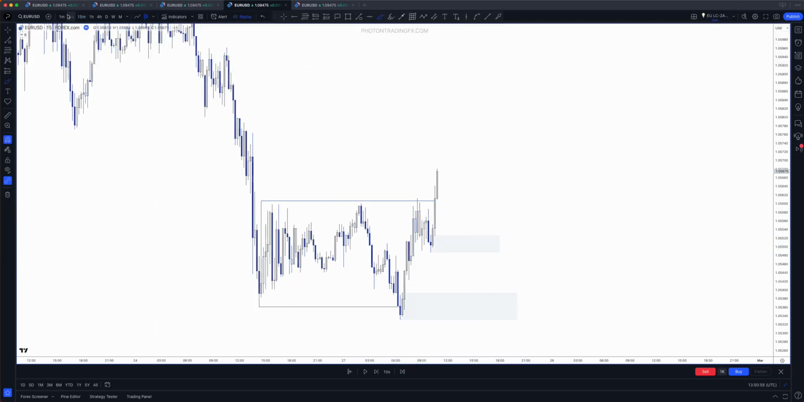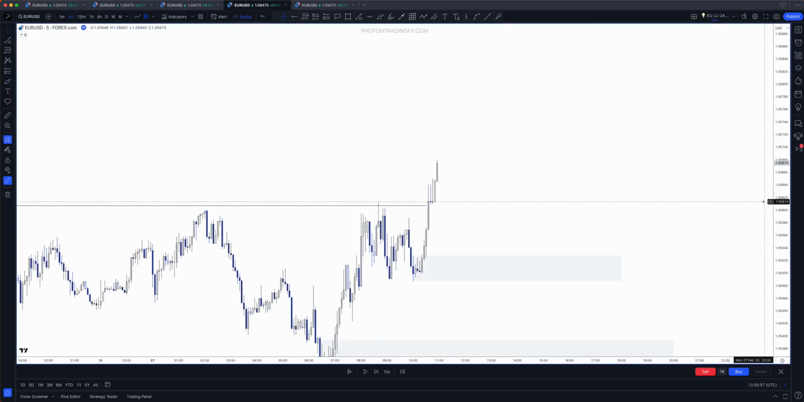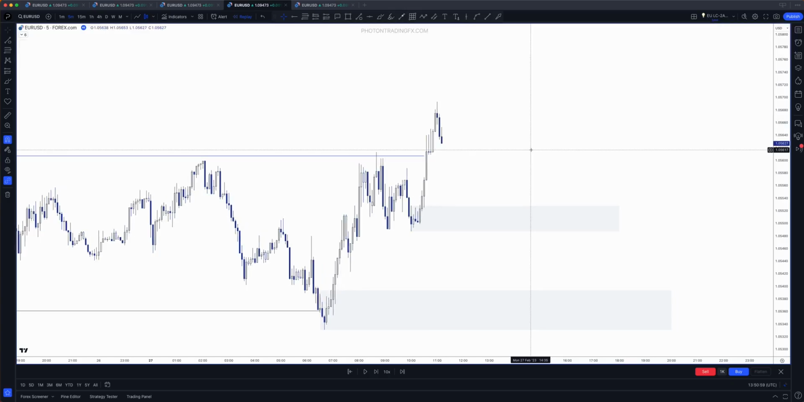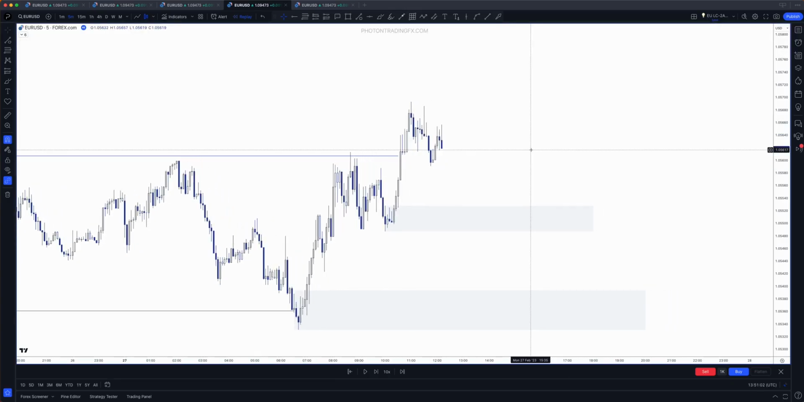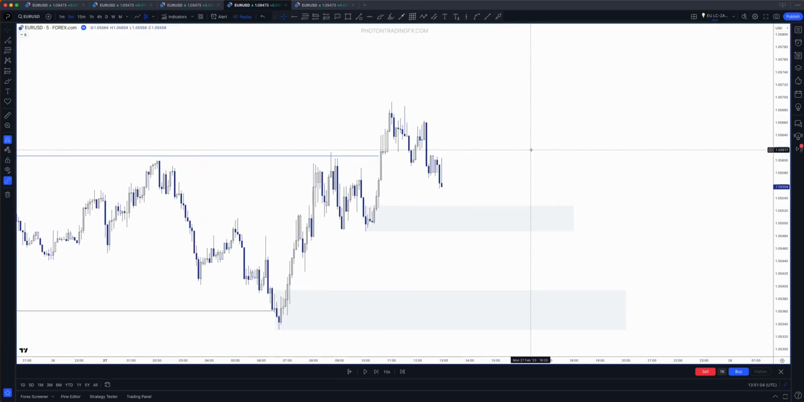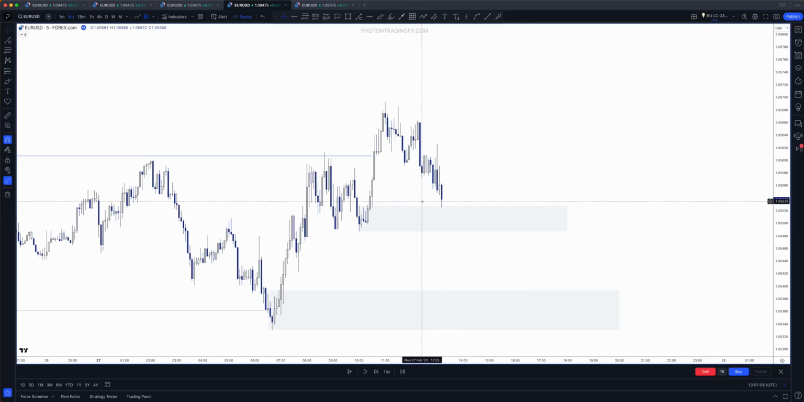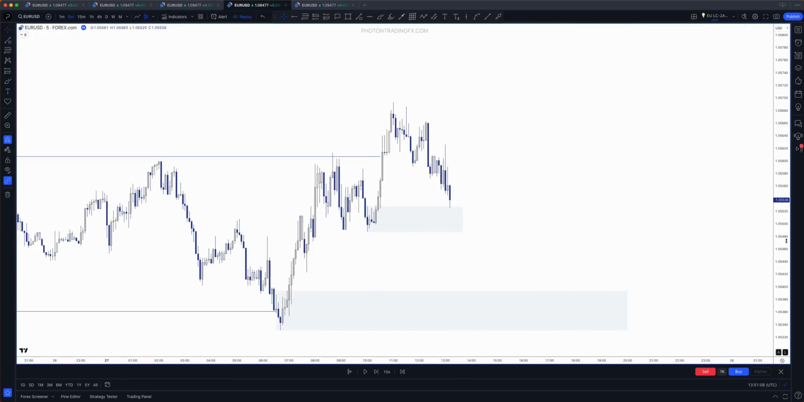But let's say we're looking at the LC2A on the M5, okay? So what do we need to wait for? We need to wait for our POI mitigation, okay? So if you're doing this live market, you just set your alert and you would wait for your POI to get mitigated. So now your mitigation happens, alert goes off, okay?